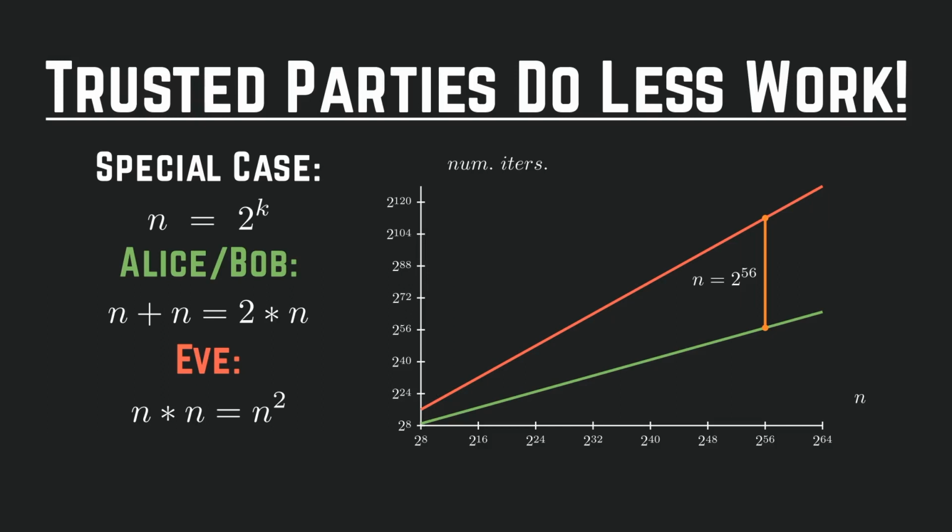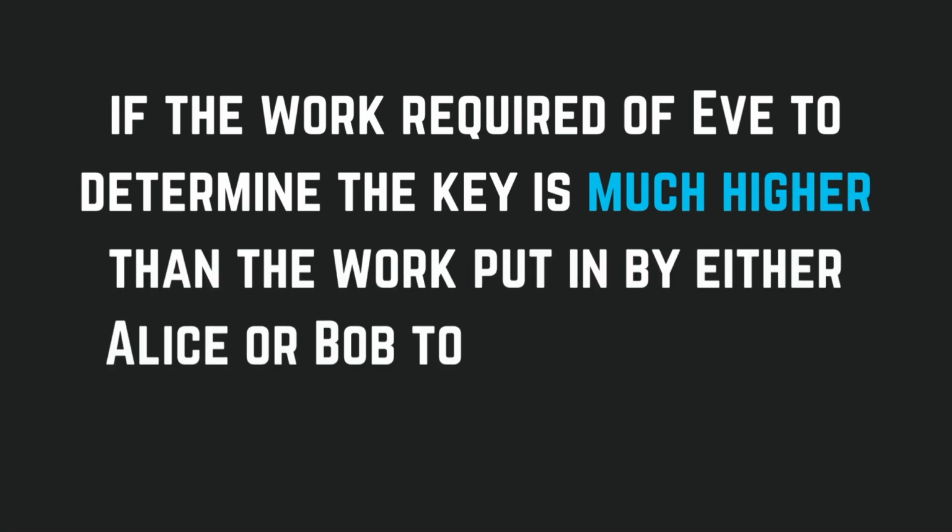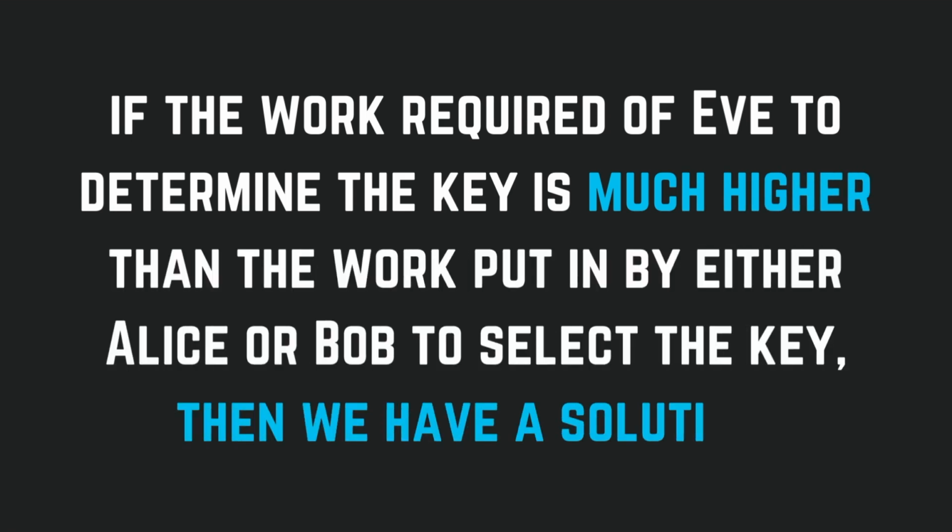What I find so amazing about the development is that the concept and paper behind the discovery are very reasonable and more easily understood than modern algorithms for public key cryptography, but provide the essence of what all those further techniques are trying to accomplish. Which, paraphrasing Ralph Merkle, is if the work required of Eve to determine the key is much higher than the work put in by either Alice or Bob to select the key, then we have a solution.